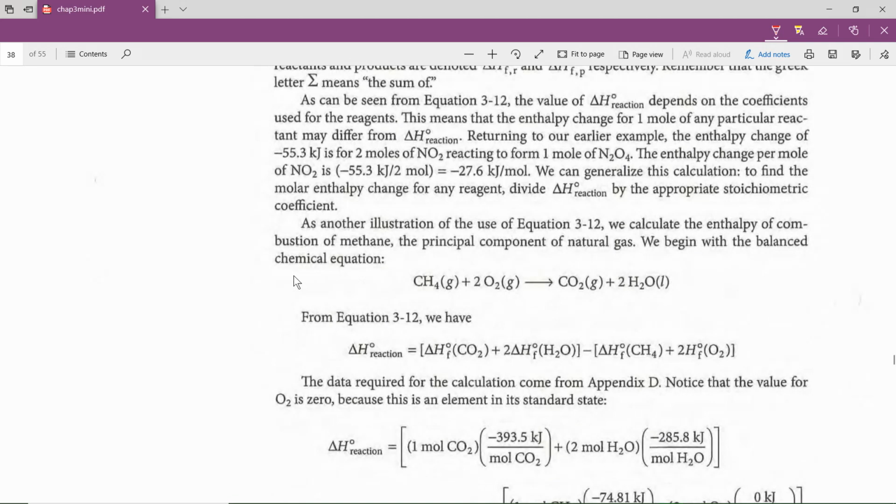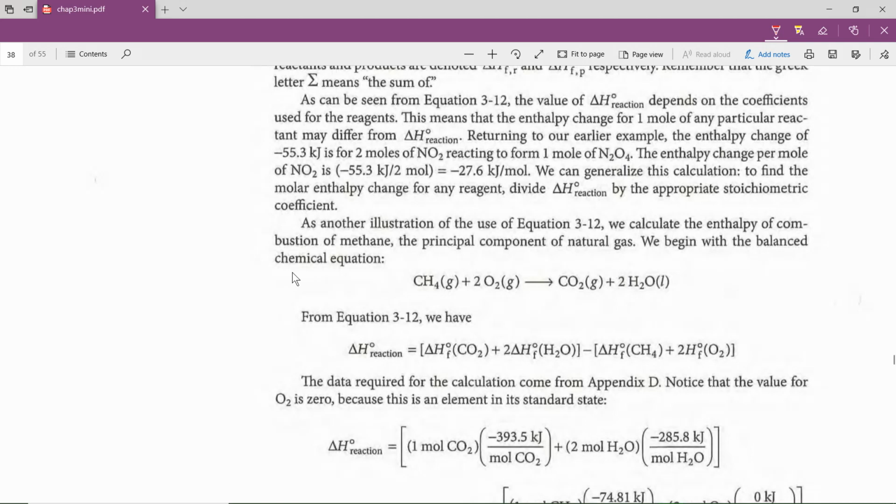So that minus 55.3 kilojoules was for forming 2 moles of NO2. No, it was associated with 2 moles of NO2 reacting to form 1 mole of N2O4. If I wanted 1 mole of NO2 reacting, it would be half as much. You can generalize this calculation to find the molar enthalpy for any reagent by dividing by the appropriate coefficient, and that'll give you a value for a reagent.